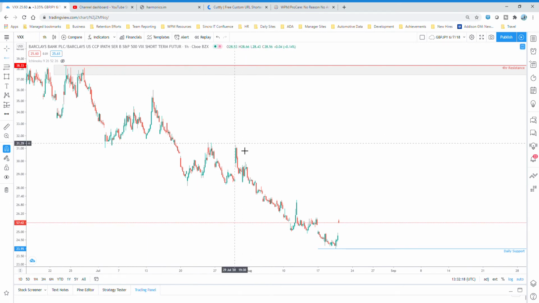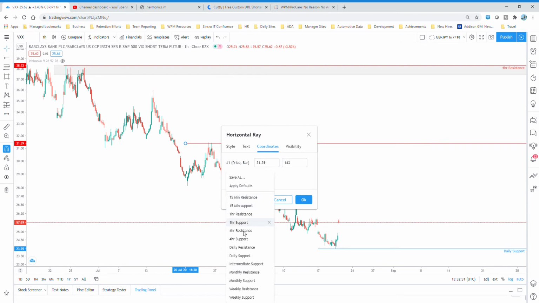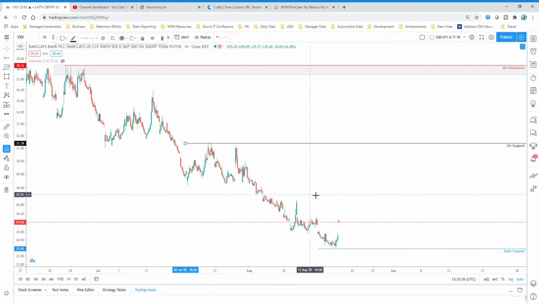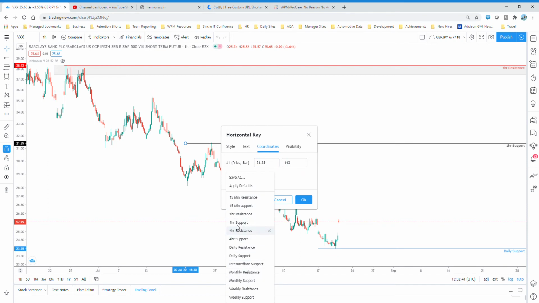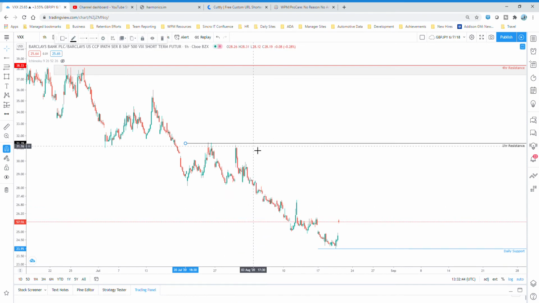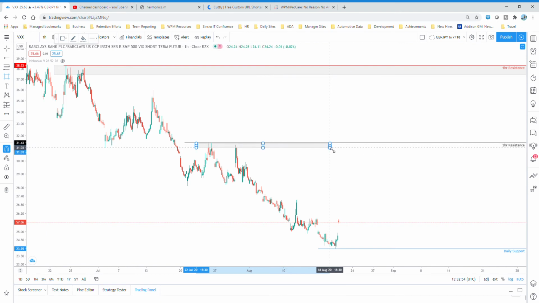So what we'll do is we'll take this area here as our 1 hour resistance. Like so. 1 hour resistance. We'll draw this zone there.